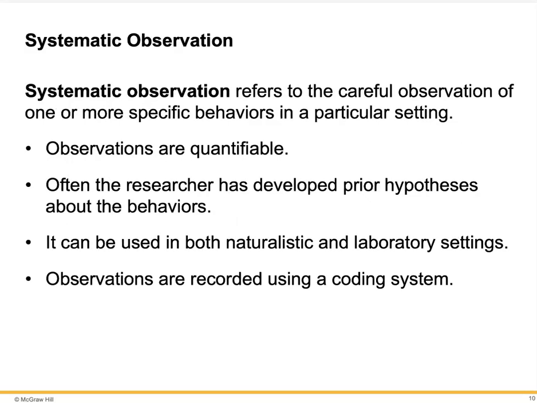So, systematic observation. Systematic observation refers to careful observation of one or more specific behaviors in a particular setting. And this research approach is much less global than naturalistic research. Okay, so those observations are quantifiable. We can measure them. And often the researcher has developed prior hypotheses about these behaviors that they're looking for, and they're testing those things in their observations in that particular setting. It can be both naturalistic or sometimes in a laboratory setting.